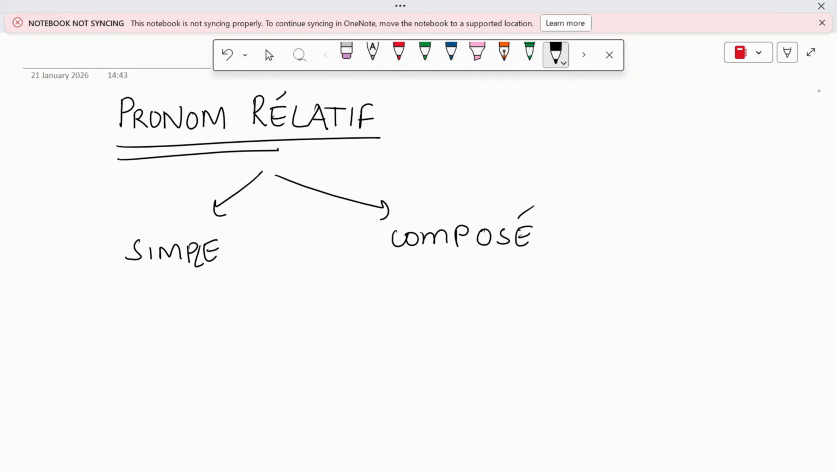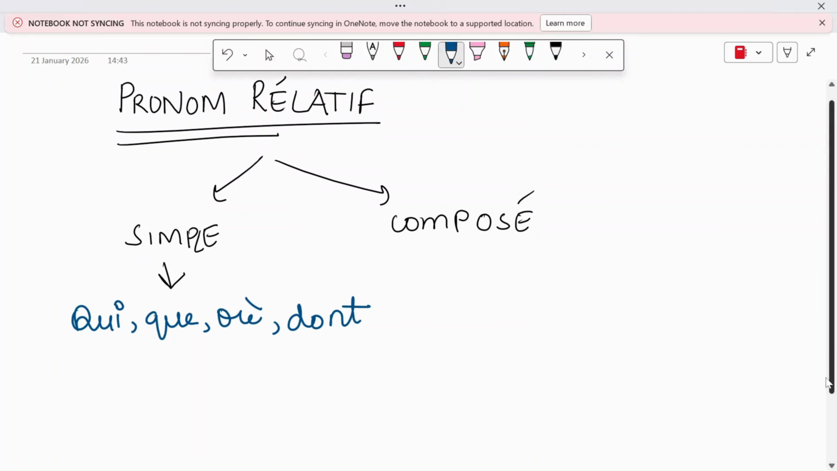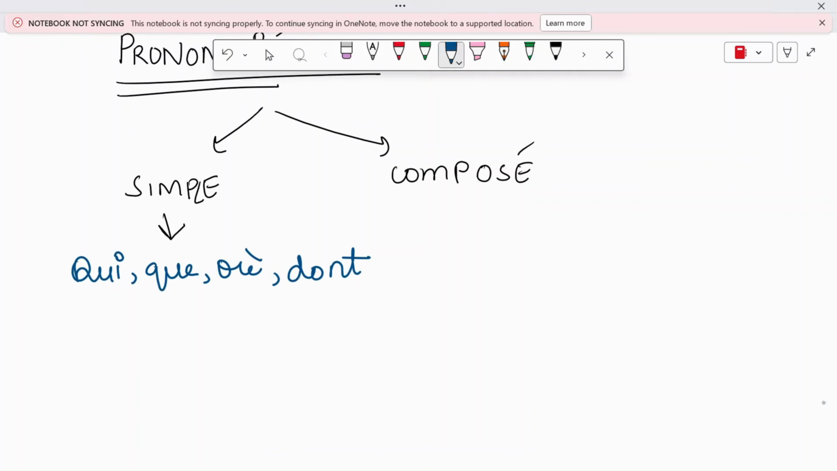In the simple, we are actually replacing a noun by a pronoun. In the simple, you are replacing your noun by qui, que, où, or dont. So these are the options for replacing. Now let's see what we use for the subject. If you're replacing the subject of the verb, we use qui for that case.